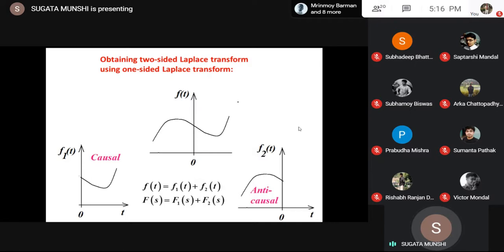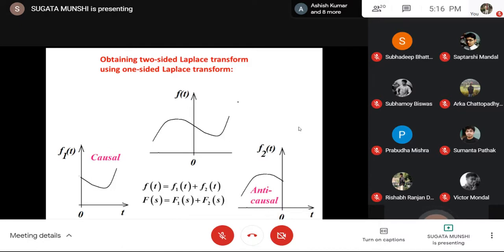For obtaining the Laplace transform of the anti-causal component using unilateral Laplace transform, you have to consider the time reversed version of small f2(t). If you reverse in time the anti-causal component, it will become a causal component. So then you can use unilateral Laplace transform to obtain the Laplace transform of the time reversed component.